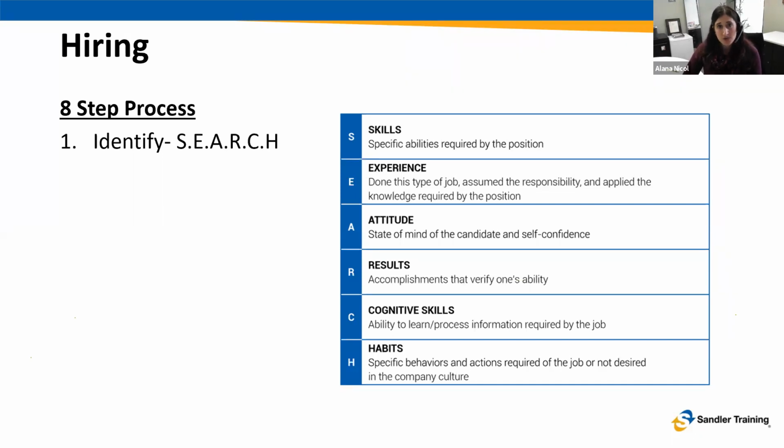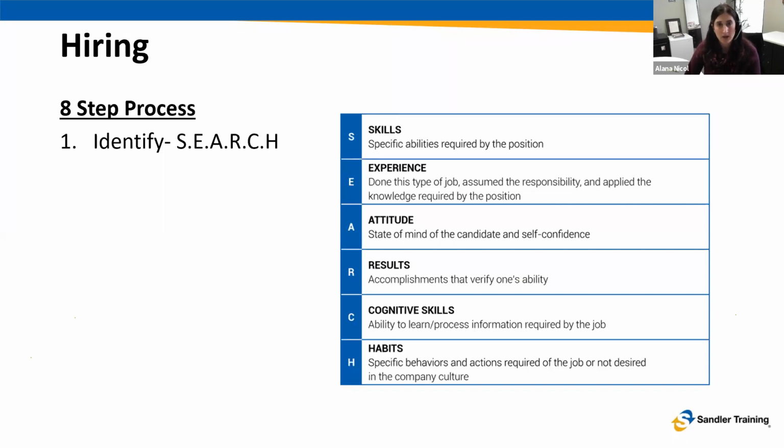R stands for results. What type of previous documented, provable results can they prove? So we see a lot. I'll give sales as an example, right? If we're hiring a salesperson and they say, well, I did X number of dollars, okay, well, how did we get those dollars? Is it because you were handed that account, or did you proactively go in and get that account? Those are very different results. So we've got to be very clear on the type of results that we're looking for out of this person.